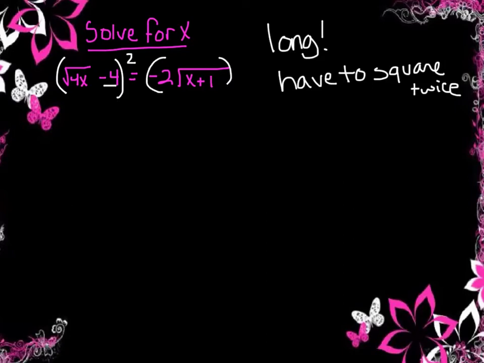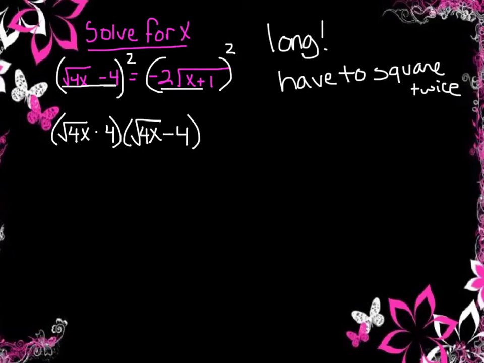Alright, remember I said you have to square both sides. And when I say sides, I mean put parentheses around the sides. But this side is a binomial. And when you square a binomial, you have to FOIL it. So we actually have the square root of 4x minus 4 times the square root of 4x minus 4. But on this side, we just have a monomial, so you can just square the negative 2 and get 4, and square the square root of x plus 1 and get x plus 1. Make sure you put that in parentheses too, though, because you're going to multiply both of those things by 4.